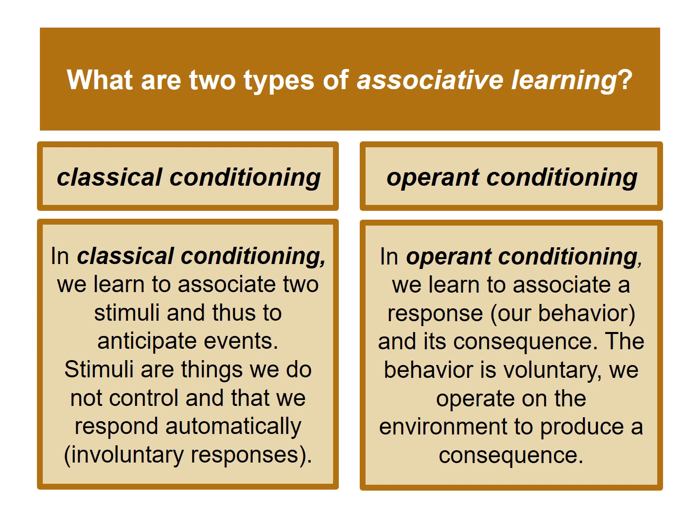So what are two types of associative learning? There's classical conditioning and operant conditioning. We are going to focus this lesson on classical and the next lesson on operant. In classical conditioning, we learn to associate two stimuli and thus to anticipate events. Stimuli are things we do not control and that we respond to automatically, involuntary responses. In operant conditioning, we learn to associate a response, which is our behavior, and its consequence. The behavior is voluntary. We operate on the environment to produce a consequence.